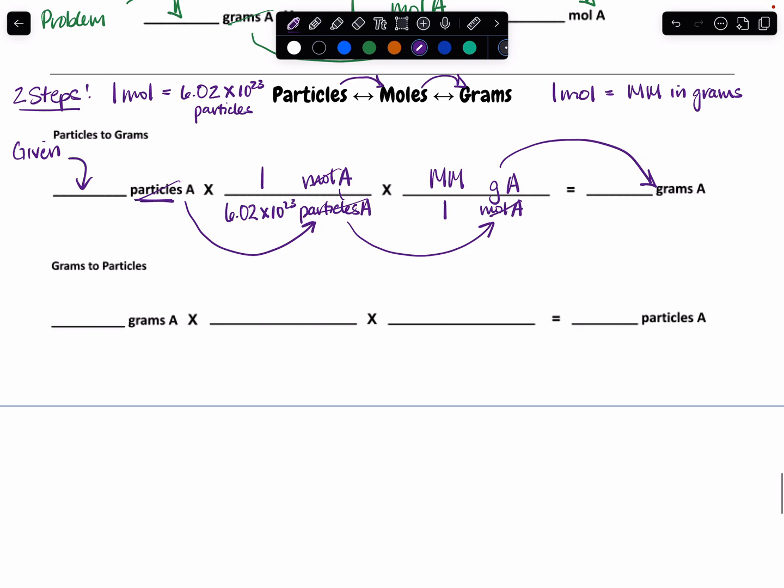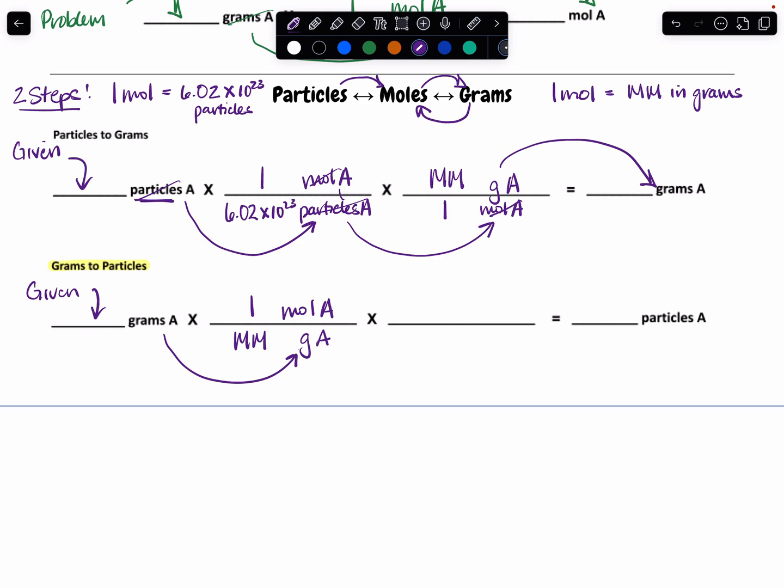So we'll need to calculate that molar mass. But what if instead we want to go from grams to particles? We're going to be given grams in the problem. So our first step will be to put grams of that substance in the bottom of our first conversion factor. This time we're going to go from grams to moles, so moles will be up top. And we know that 1 mole of any substance is equal to its molar mass in grams.